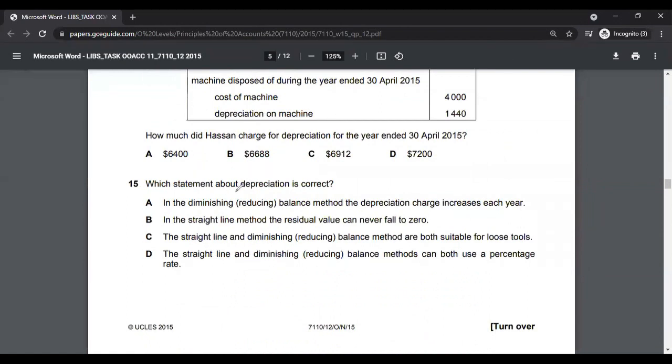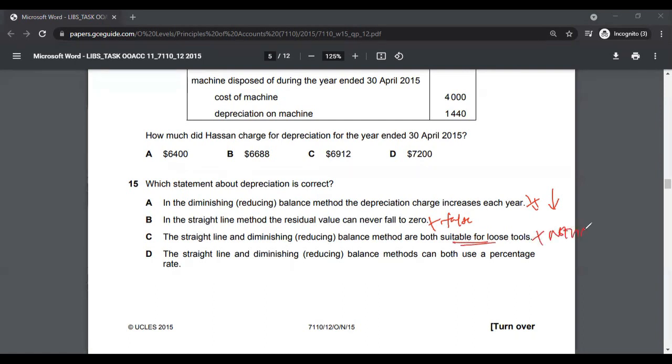Multiple choice 15. Which statement about depreciation is correct? Option A, in the diminishing reducing balance method, the depreciation charge increases each year. No, the depreciation charge actually reduces each year. Option B, in the straight line method, the residual value can never fall to zero. That's again false. Option C, the straight line and diminishing reducing balance method are both suitable for loose tools.